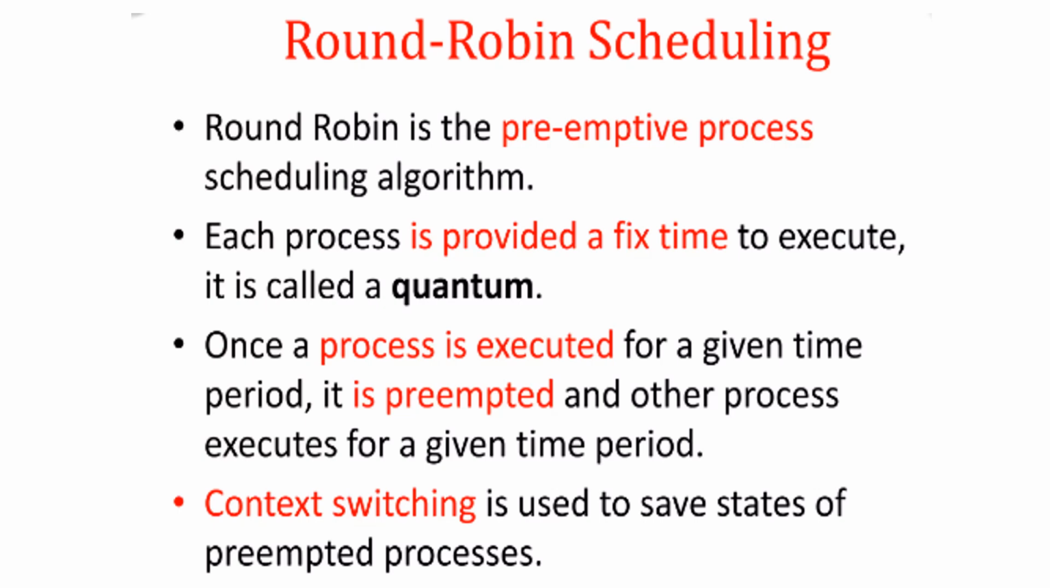Round robin is a preemptive process scheduling algorithm. Each process is provided a fixed time to execute, that is called the quantum. Once a process has executed for a given time period, it is preempted and another process executes for the given time period. The preempted processes are saved using context switching. Context switching is used to save the states of the preempted processes.